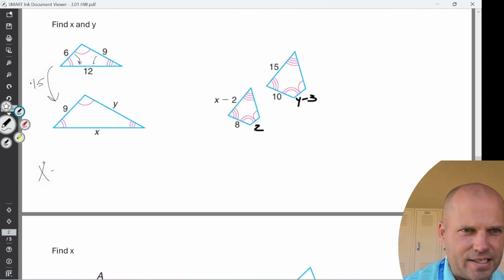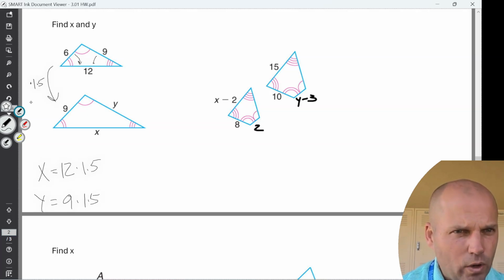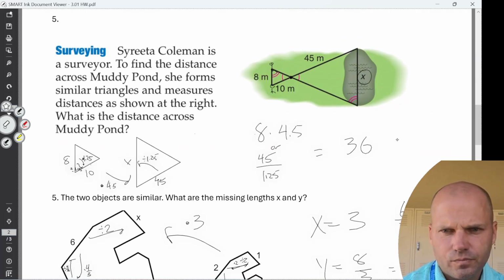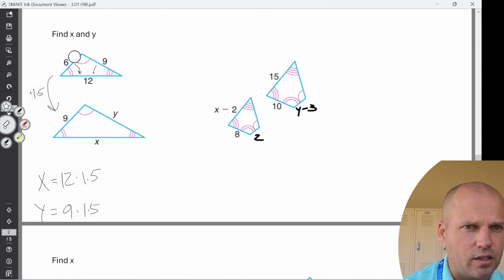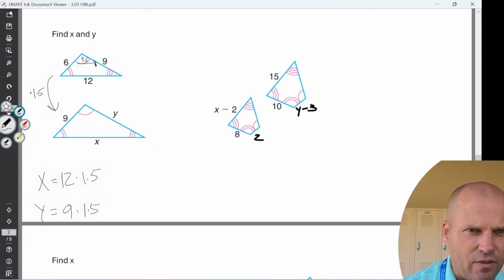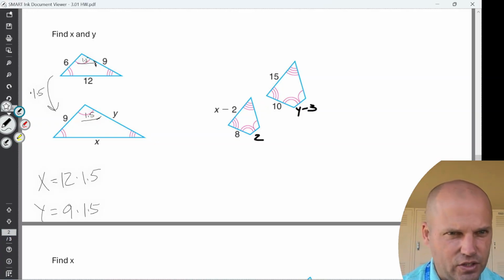So I got x is 12 times 1.5. I got y is 9 times 1.5. What else could you have done? You could have also looked at the relative sizes within the triangle. So you can compare 6 to 9 within the small triangle and say that's 1.5. And you can say, okay, that's another way to do it. It really ends up with the same calculation.